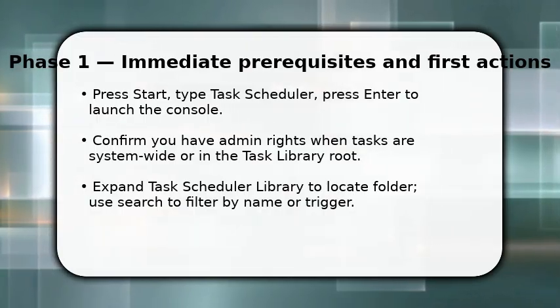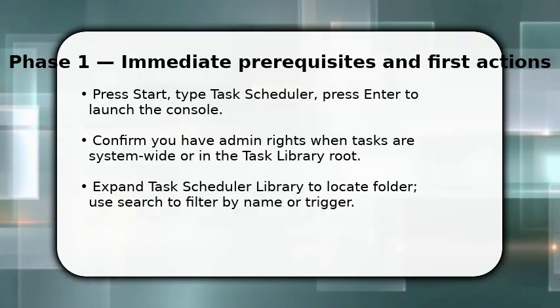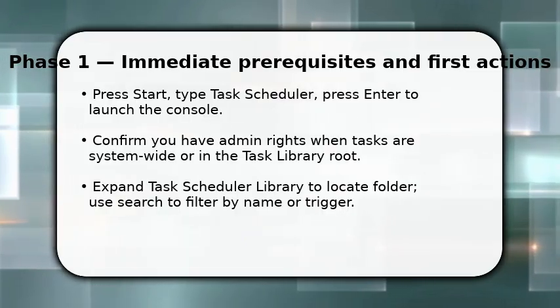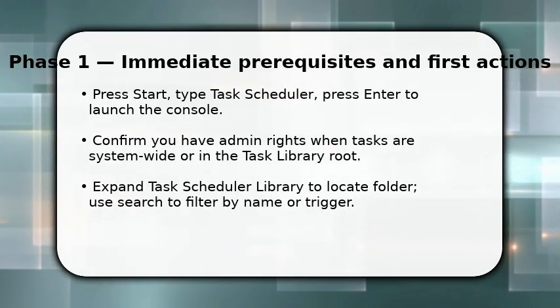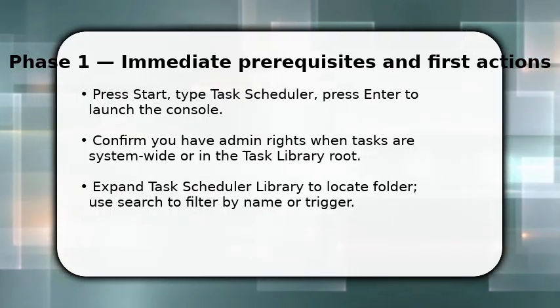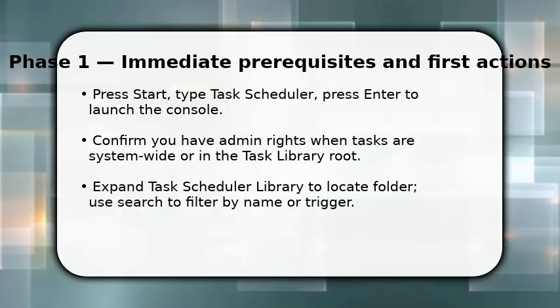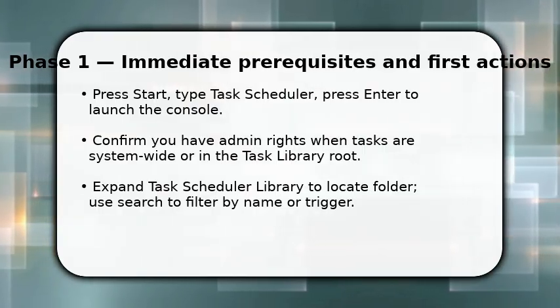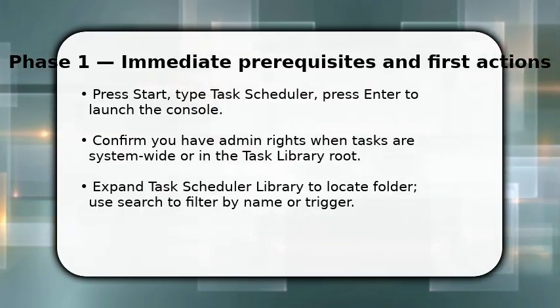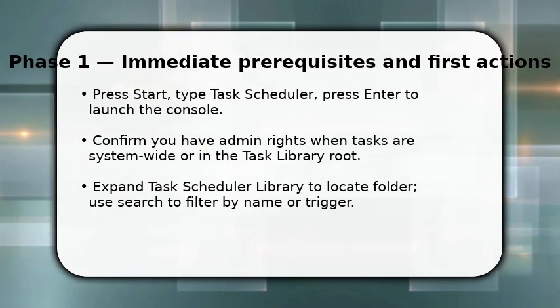Expand Task Scheduler library on the left pane and navigate to the folder that contains the target task. If you have many tasks, use the search box or filter by name, author, or trigger to find it quickly. Once located, select the task so its details appear in the center pane, and you're ready to proceed.